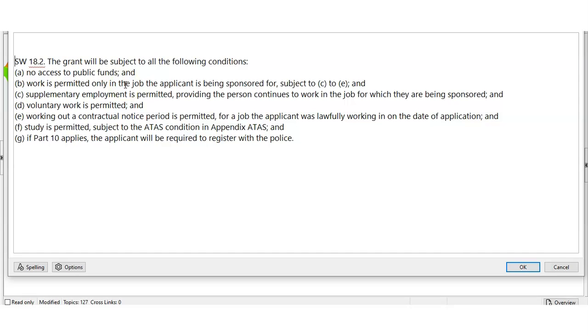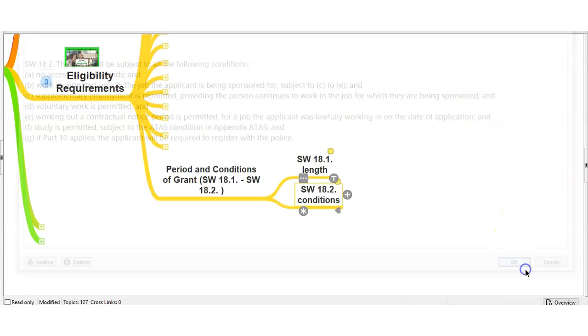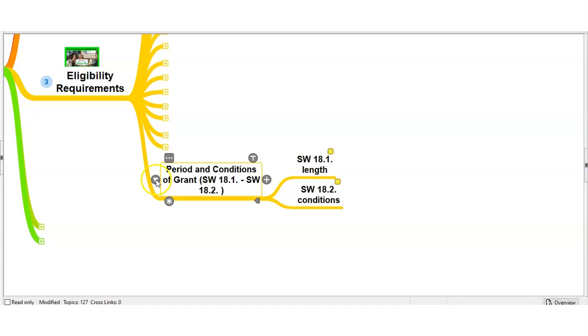and work will be permitted for the applicant in the area which is specified in the certificate of sponsorship. Supplementary employment will be permitted provided the person continues to work in the job for which they are being sponsored, and also voluntary work will be allowed. And they also allow working out a contractual notice period for a job which the applicant was lawfully working in on the date of the application, and study will be permitted as well. And in certain circumstances, if your country is on a list, you will be required to register with the police, and you will be informed of this in due course when the application is allowed.